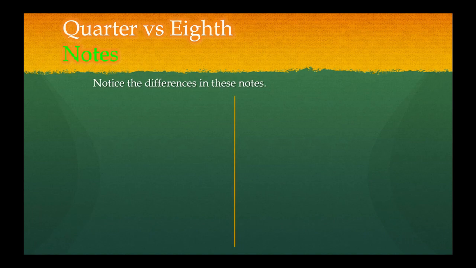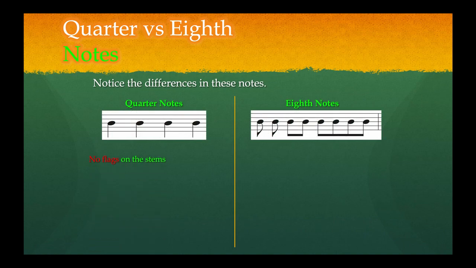So now let's compare quarter notes and eighth notes. Notice the differences in these notes. For quarter notes, there are no flags on the stems. For eighth notes, there are single flags on the stems of the single eighth notes. Quarter notes cannot be beamed. Eighth notes can be beamed, most commonly in groups of 2 or groups of 4.